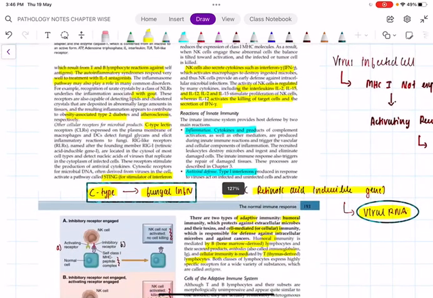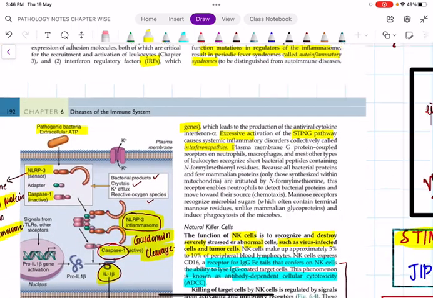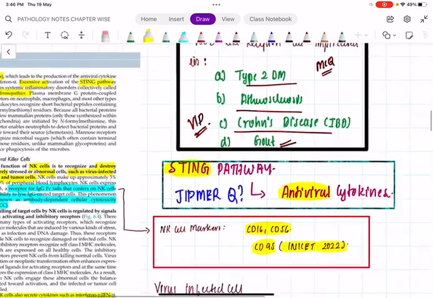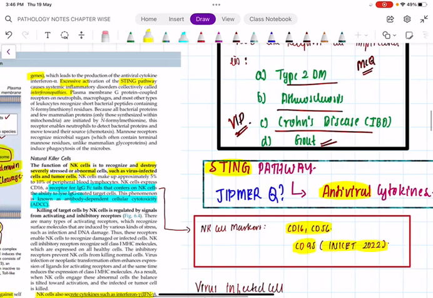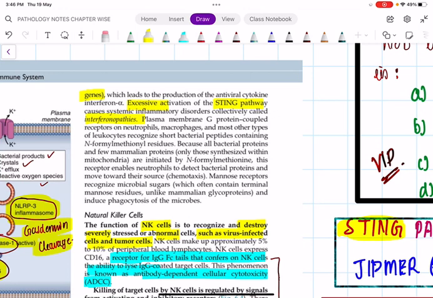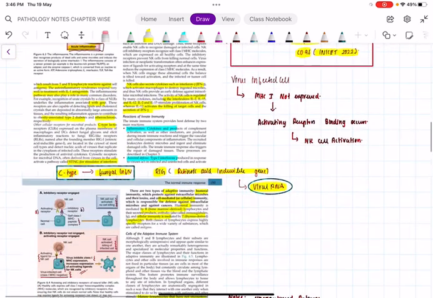We have something called STING, that is stimulator of interferon genes. It is nothing else but the STING pathway. Just remember it has been asked in GIBMR once, what is the STING pathway? The STING pathway is responsible for the formation of antiviral cytokines. RIG is for antiviral, so it detects the viral RNA. Similarly, the STING pathway produces antiviral cytokines. Whenever there is excessive activation of this pathway, it will cause a condition called interferonopathies, like autoinflammatory syndrome from overactivation.